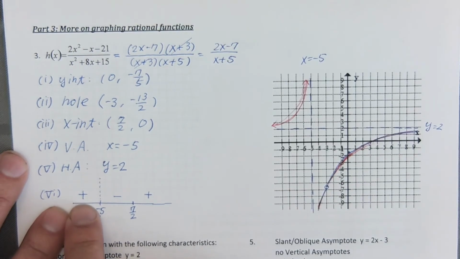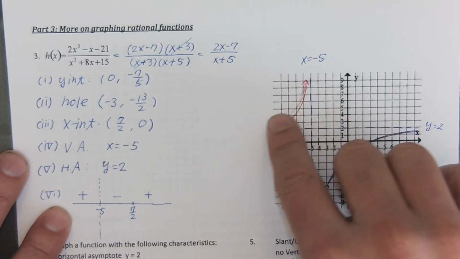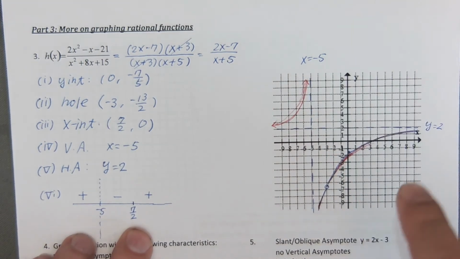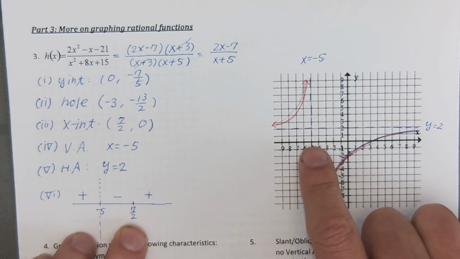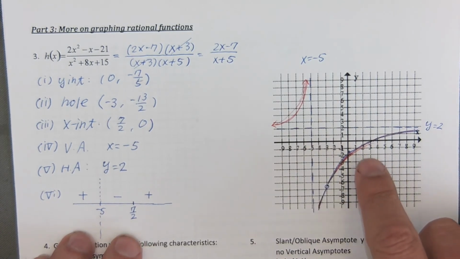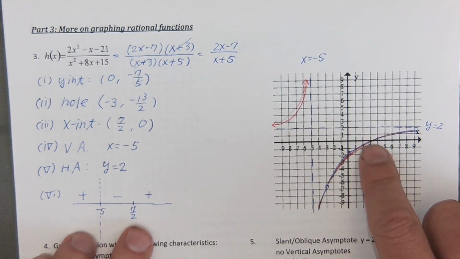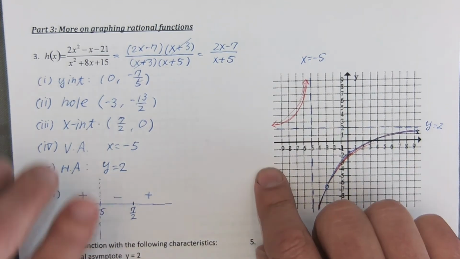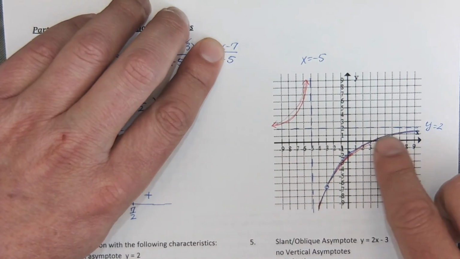So all of the values on this side of negative 5 are going to be positive. That's how I knew the graph was behaving like this over here. Between negative 5 and 7/2, that's between our vertical asymptote and where it's crossing the x-axis. And you can see if we pick something between them, let's pick 0 for example, do you see I get a negative value? So you can see we're below.